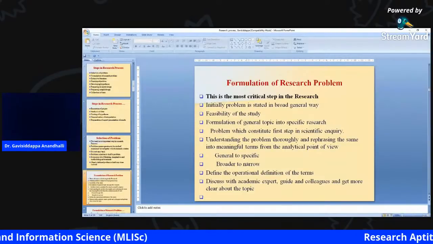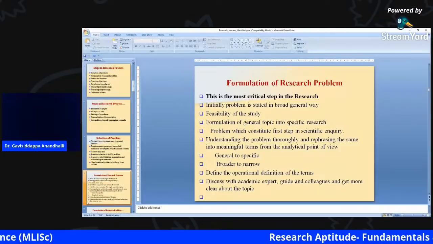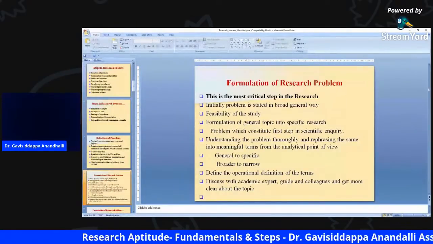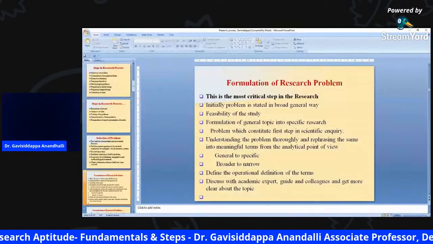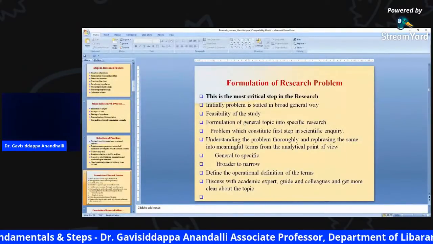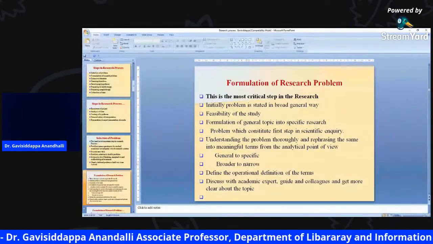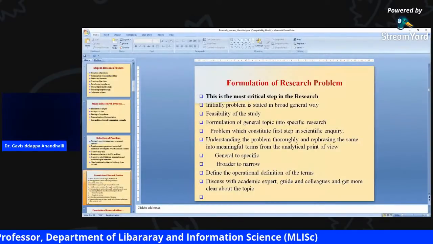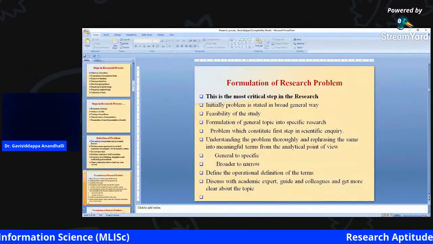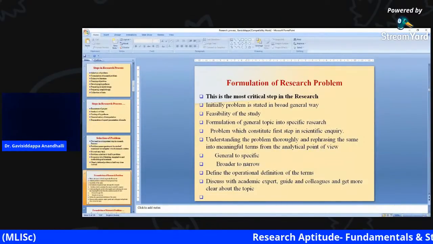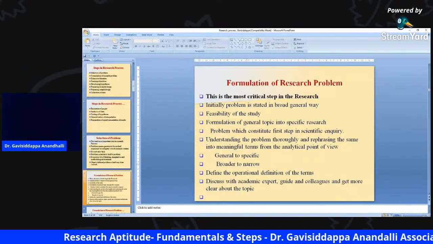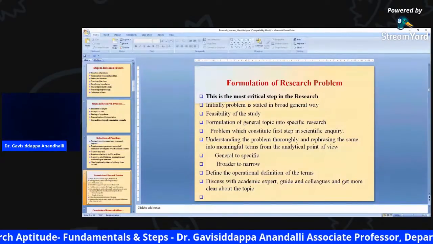At this stage you have to think and make it a very practicable topic, and it should be a researchable one, and that we have to do. Feasibility of the study is most important: formulation of a general topic into a specific topic. As I told, user study is a very broad term in library science, or marketing research is a very broad term in commerce or in MBA, or job satisfaction is one of the broader terms in management. And you have to make it specific. The topic has to be converted into a specific and researchable topic.